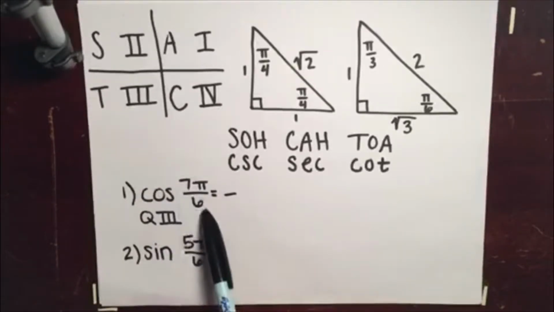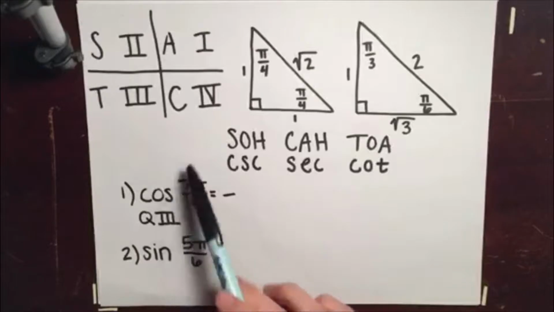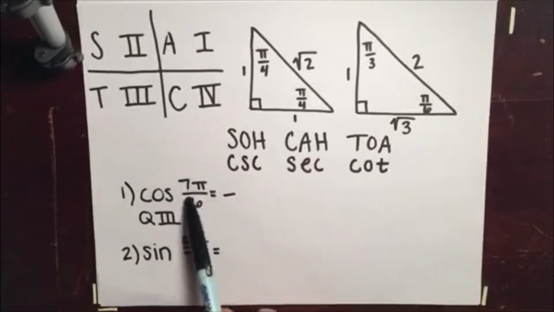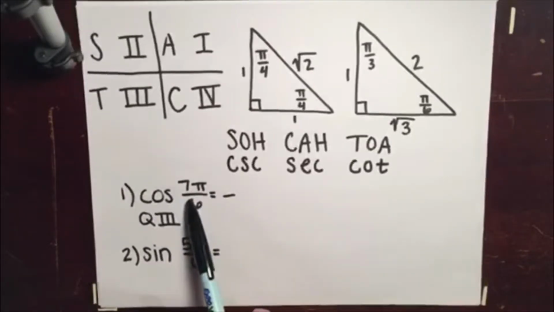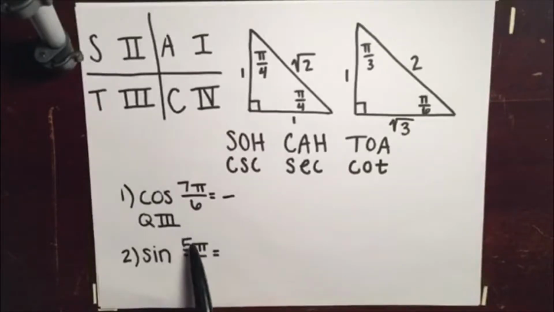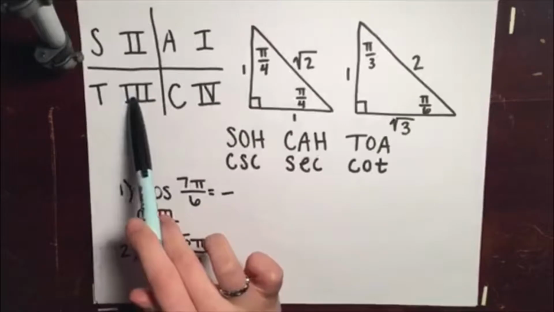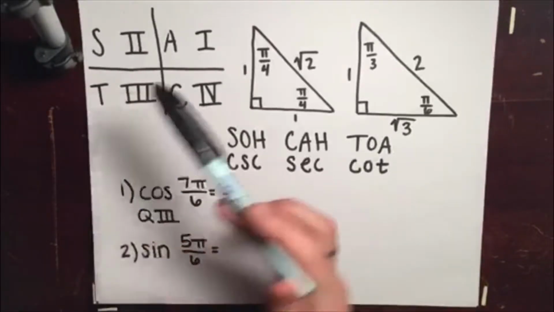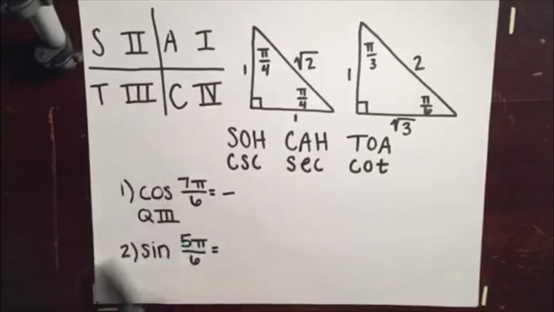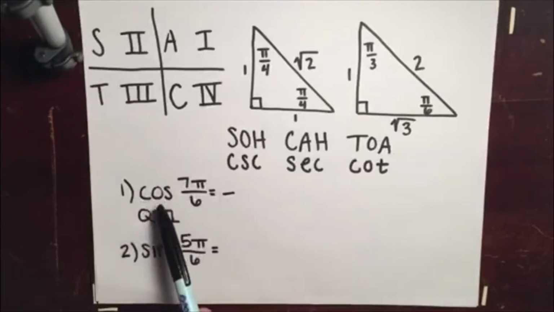So we have cosine 7 pi over 6. So we need to determine what quadrant 7 pi over 6 is in. Okay, so I've already started doing it here, but 7 pi over 6 is in quadrant 3. So if we take a look in quadrant 3, only tangent is positive. So all the other functions are negative. So cosine is going to be negative in quadrant 3.